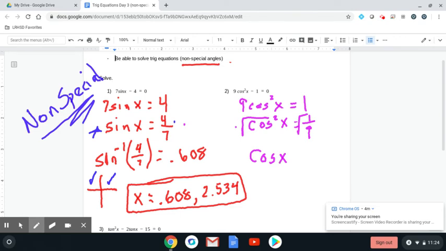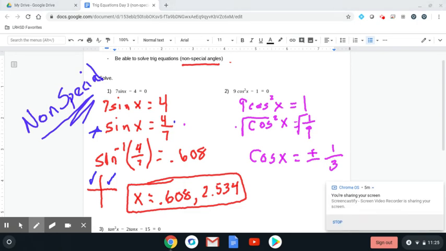Just remember, when you're taking the square root, when you're solving an equation, you always need a plus minus sign. Now the square root of 1 is just 1, and the square root of 9 is 3. So you end up getting that cosine x is then equal to plus or minus 1/3.